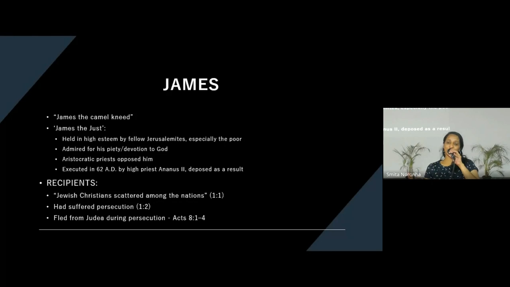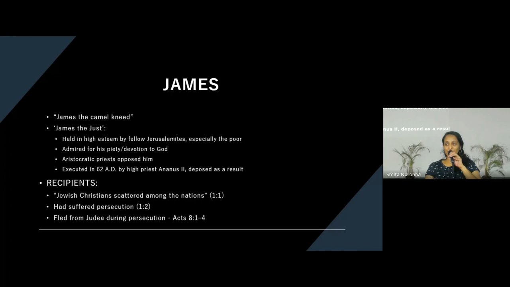So we read from outside Jewish writers that he was highly esteemed by people in Jerusalem, especially by the poor. And you'll see that as you read the book, that James is very focused on the poor versus the rich, how the rich are exploiting the poor. And so this is something that was part of his life, that he cared about the poor in the city. He was admired for his devotion to God, and he spoke against the rich very openly.